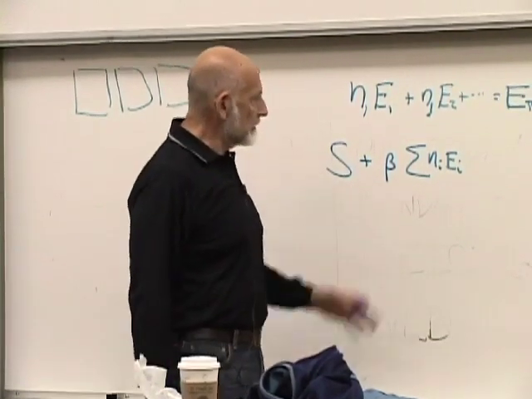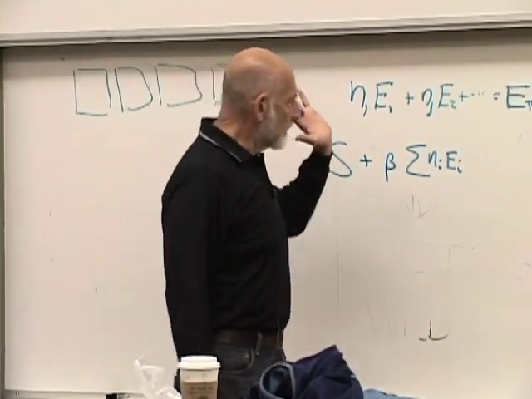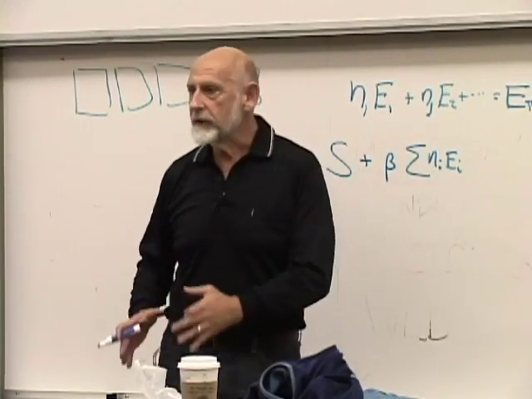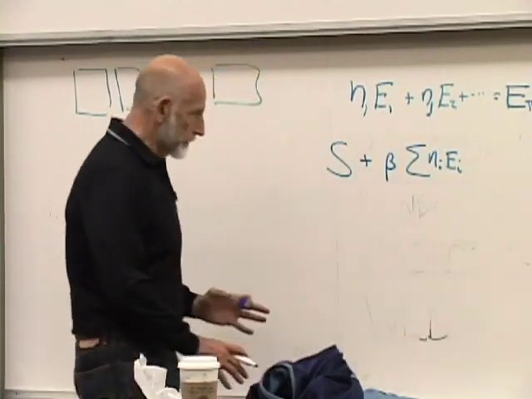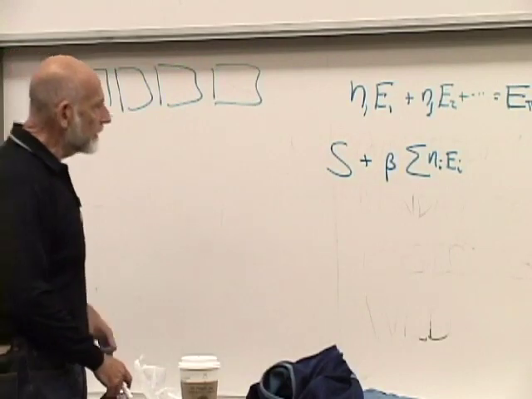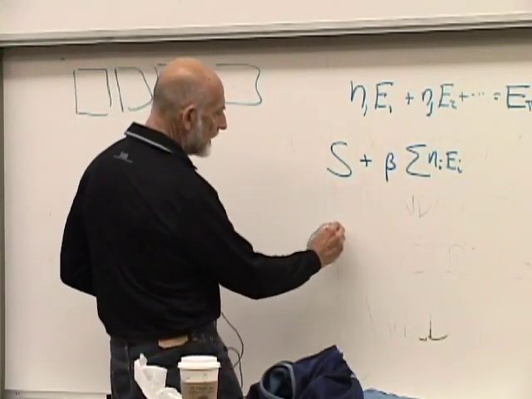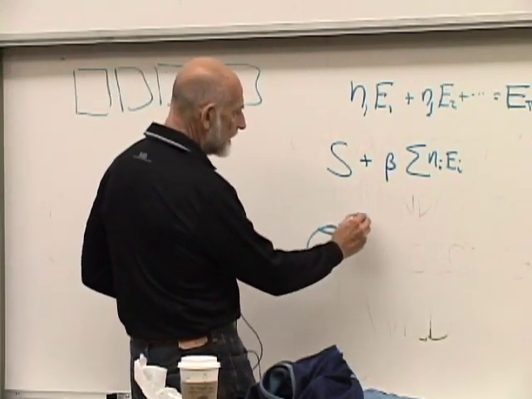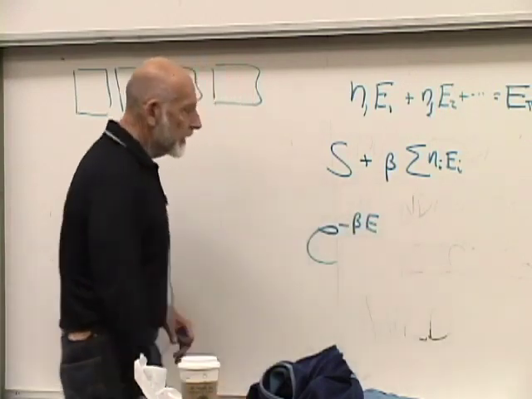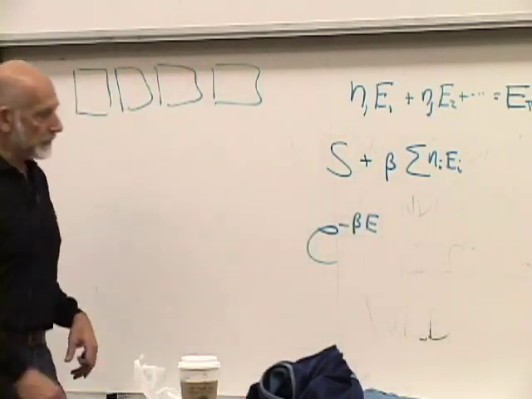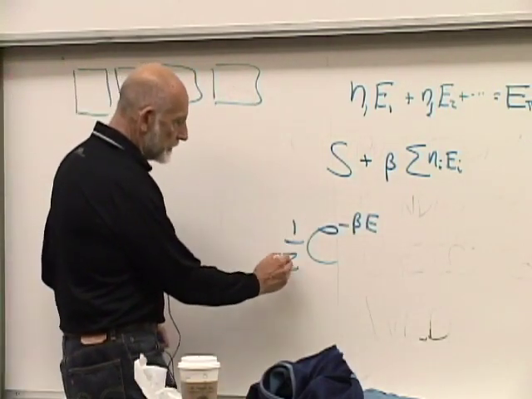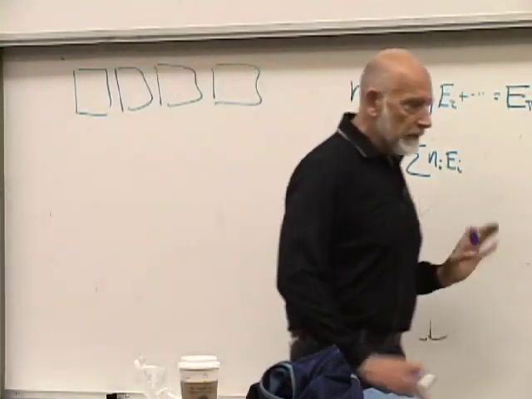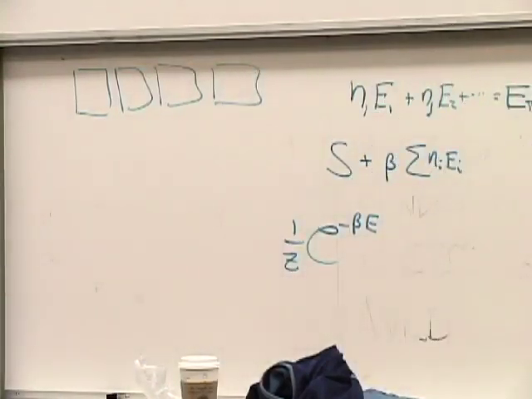We maximized the entropy. And what do we find? We found that the probability distribution for a given box was e to the minus beta times the energy. And if we want to normalize it, we had to put 1 over the partition function there. Now that's just back to the first lecture or second lecture or whatever it was.